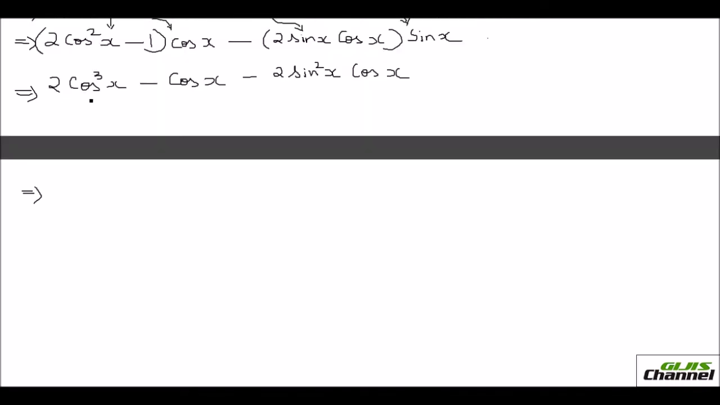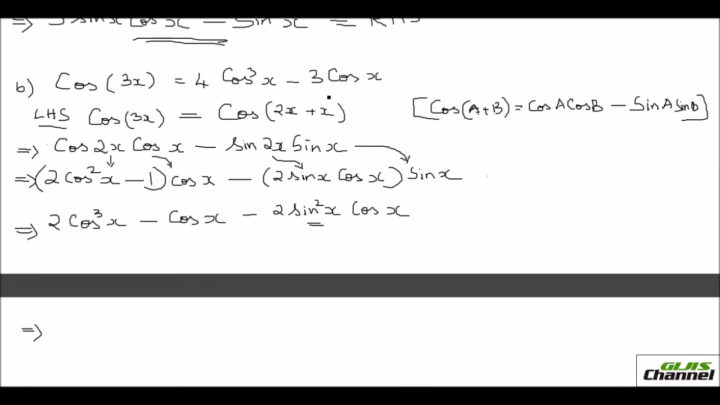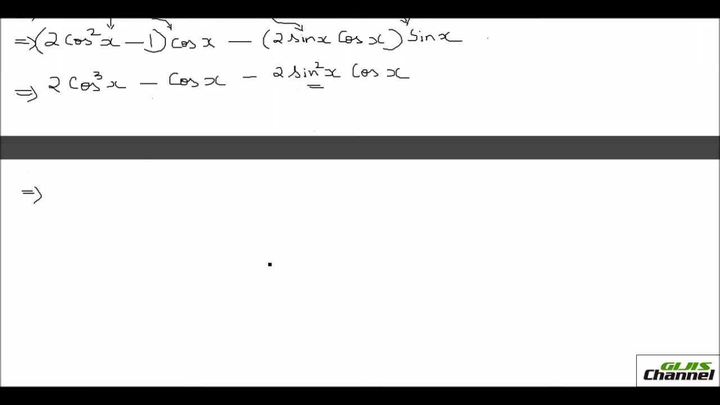You have 2 cos cube x minus cos x minus 2 sine squared x cos x. Now I'm going to change the sine squared x also in terms of cos x, because on our right side it is all cos there. You don't find any sine there. So I'm just changing the sine squared x in terms of cos squared x. So what happens? This let us write as it is. It is 2 cos cubed x minus cos x.